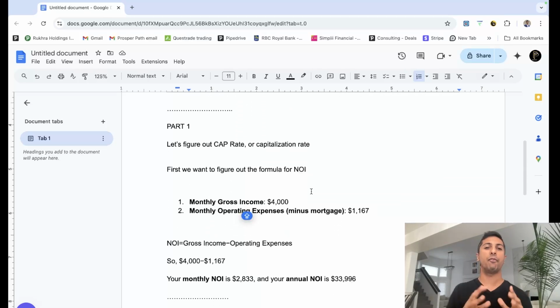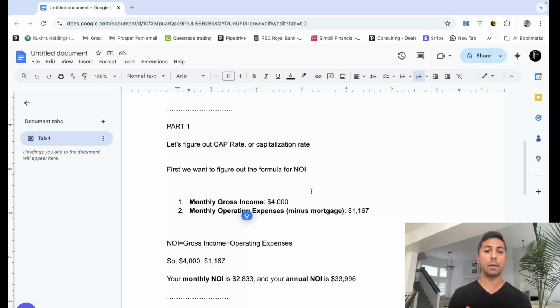So part one, to figure out your cap rate, or your capitalization rate, you need to figure out what your NOI is, right? Your net operating income. How much does it cost you to operate this property every single month, minus the mortgage payment? So that's very important. You don't need to consider the mortgage payment when you're figuring out your NOI, your net operating income.